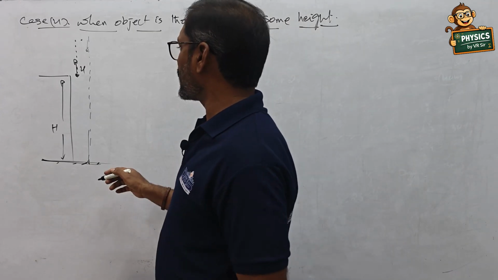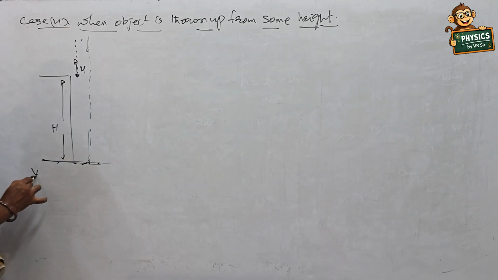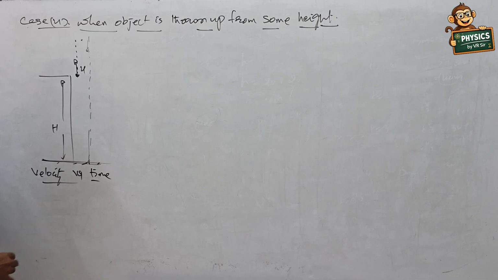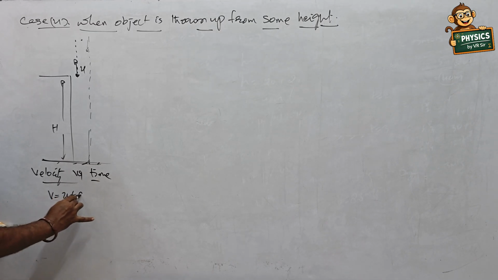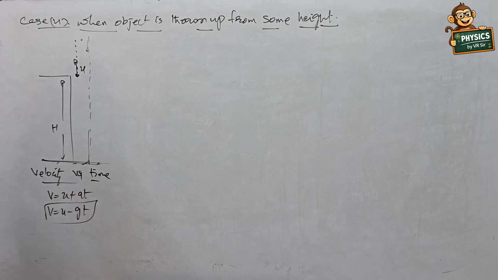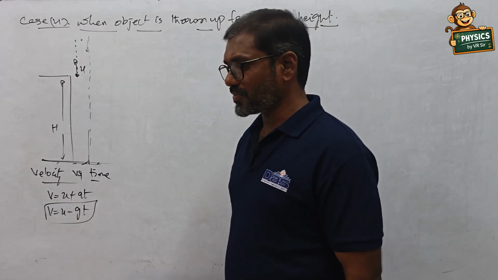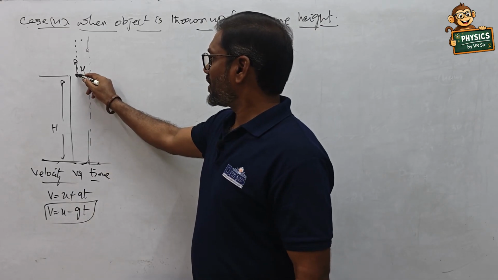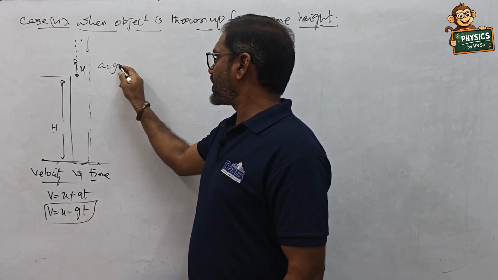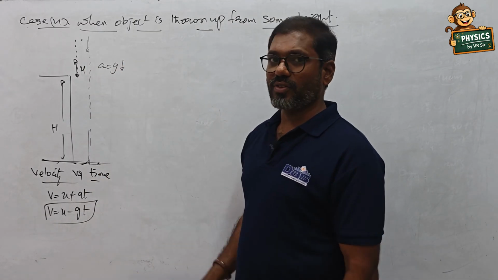Now, what is the analysis? First one, velocity versus time. We want to know the formula. v is equal to u plus at, but here v is equal to u minus gt. Now how come? In the previous case we used u plus gt, and now we use u minus gt. Why is it so? In which direction is the initial velocity? Upward. What is the direction of acceleration? Whichever way you throw the object, acceleration is always downward only.